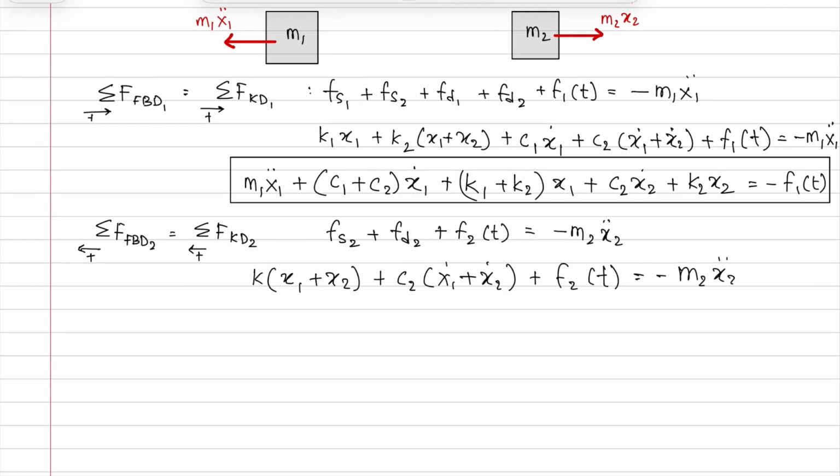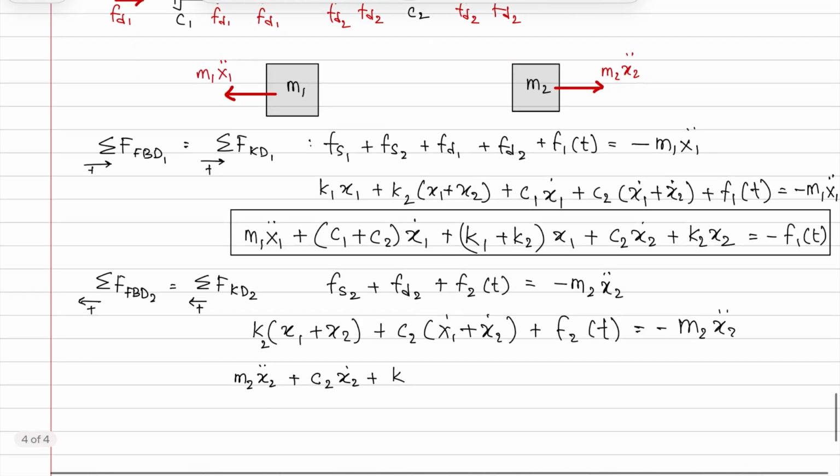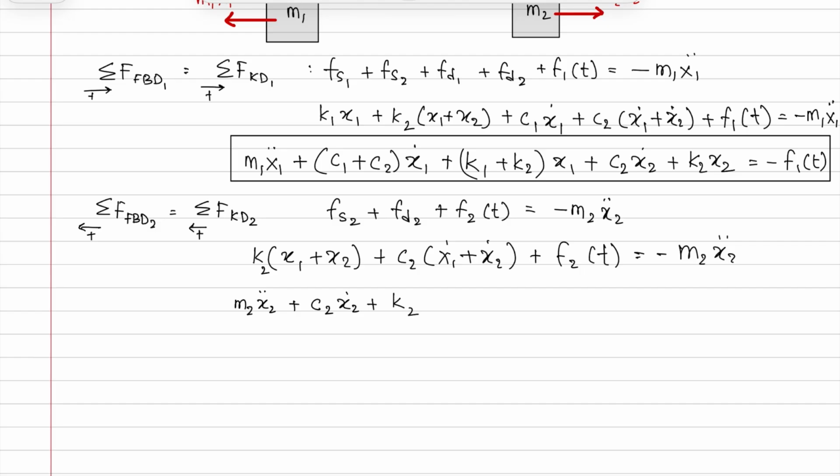Now again, I'm going to try and rearrange it. I'll then get m2 x2 double dot plus c2 x2 dot plus k, and again I forgot, this should be k2. Have I written it wrong? No. Okay, correct. So this is k2 x2. So now we have the x2 in the highest order, then the next highest, and the next highest. And now you write it for x1. So it starts with c2 x1 dot plus, you then have k2 x1 is equal to, and in this case again you have minus f2 of t.